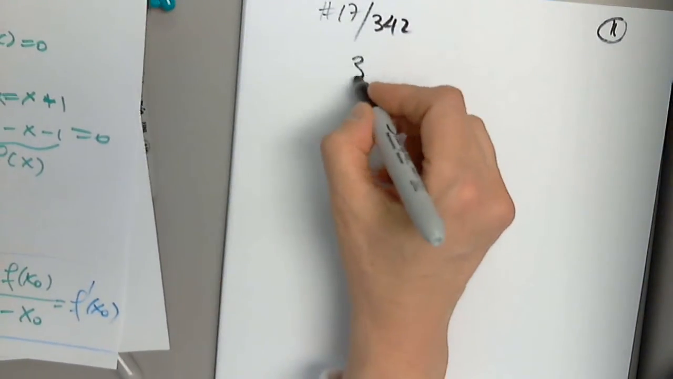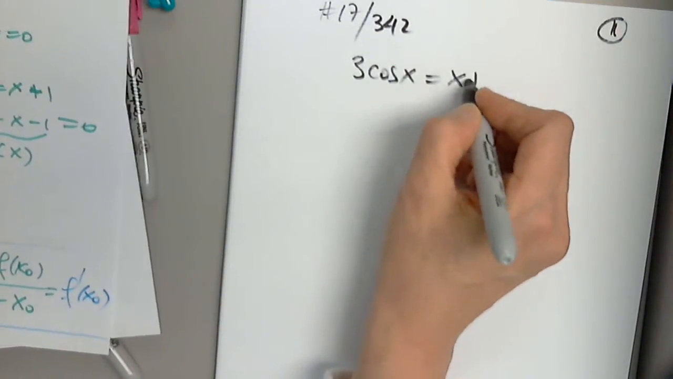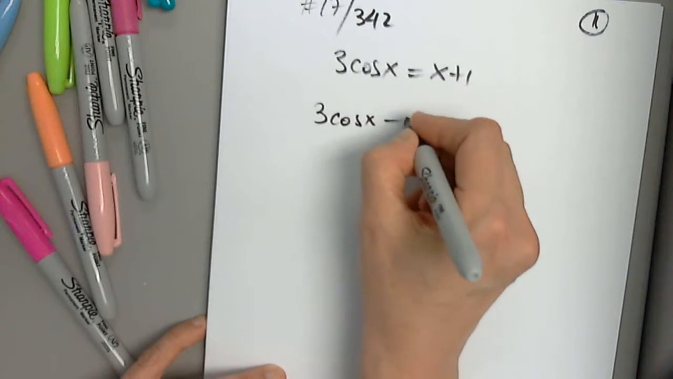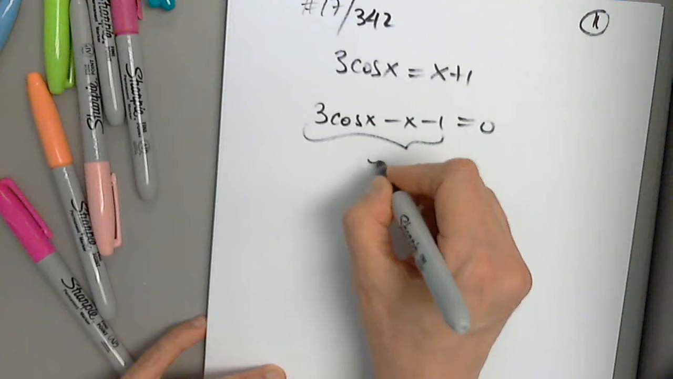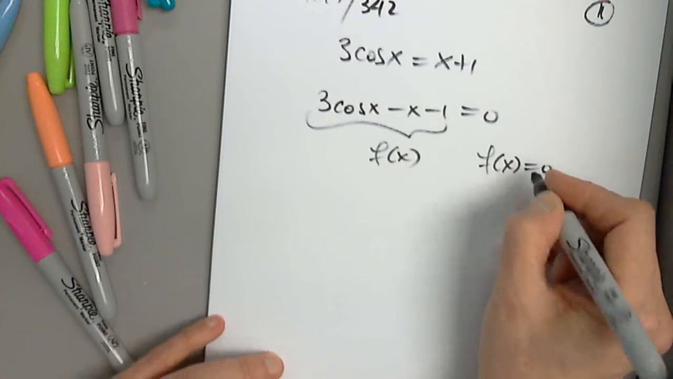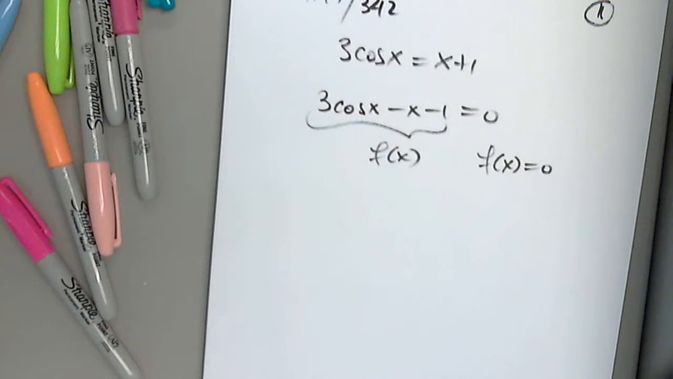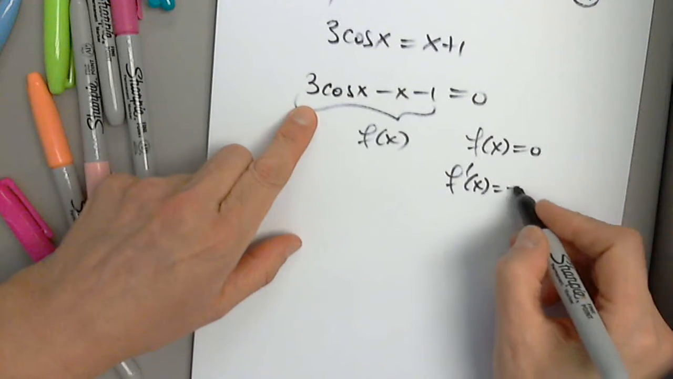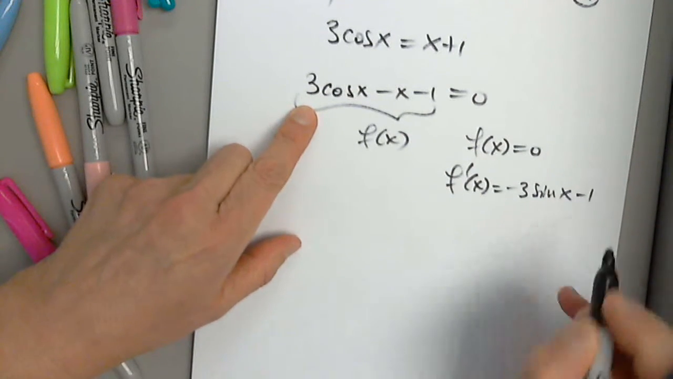So we have 3 cosine x equals x plus 1. I only need one function. I have to set it equal to 0. 3 cosine x minus x minus 1 is 0. This is my function f of x. So I'm solving the equation f of x equals 0. I have no algebraic method to do that. I will immediately find f prime, which is negative 3 sine x minus 1.